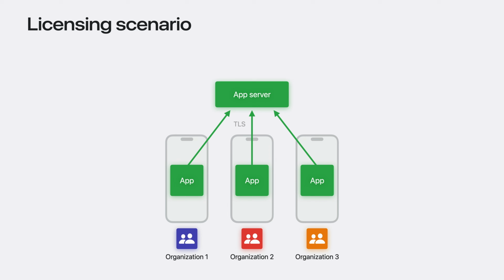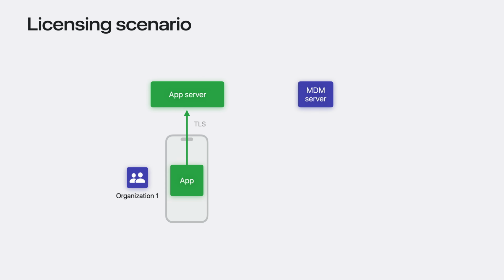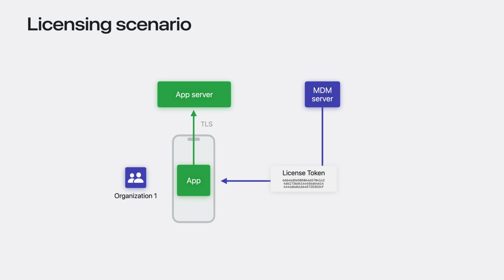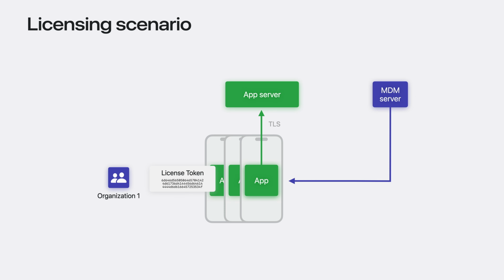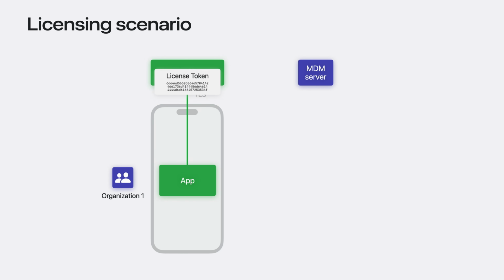Often an app developer needs a way for their app server to attribute requests to the correct customer. A common solution for this is a license token. When the organization licenses the use of the server, the developer issues that organization a unique license token. The administrator uses MDM to distribute that license token to all instances of the app used by their organization. Then, when the app makes a request to the server, it includes the license token in the request. And now the server knows to attribute that request to the correct organization.